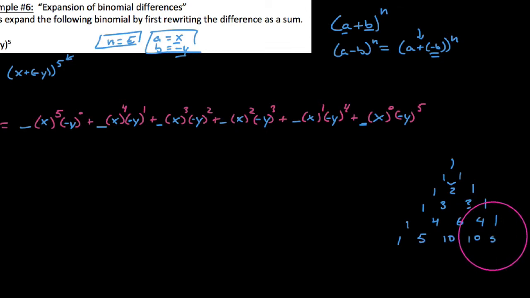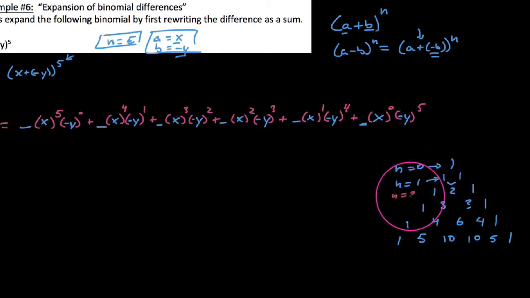A 4 and a 1 give us a 5 here, and then a 1 here. The fact is, we were taking this to the fifth power. So what we need is the fifth row of Pascal's, and keeping in mind that the first row of Pascal's corresponds to the 0th power, we would say n equals 1 here, n equals 2 here.